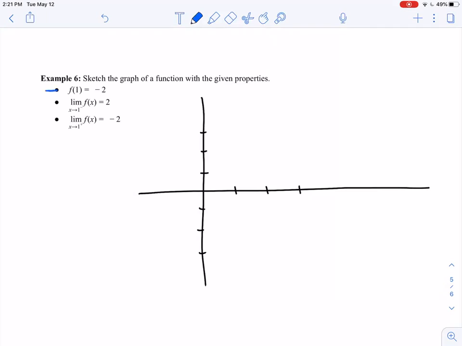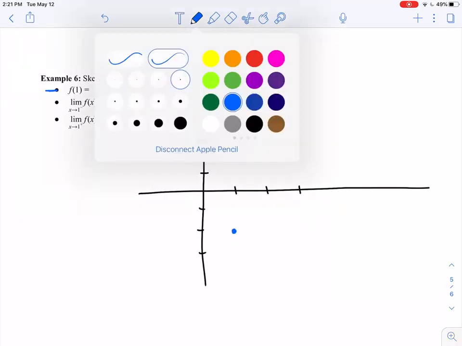We'll do this guy here in blue. F of 1 is equal to -2. Essentially, that's just giving me the coordinates of a point that's on my graph. It's saying I have a point at (1, -2). And as soon as you plot that point, we're done with that property. That's it.